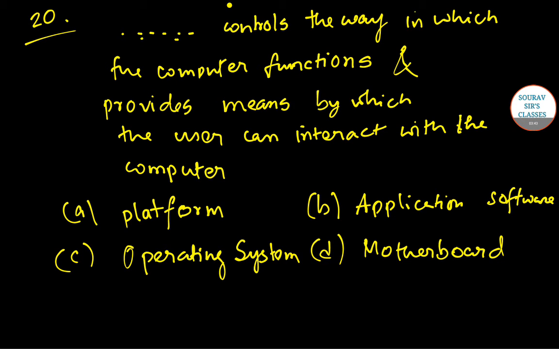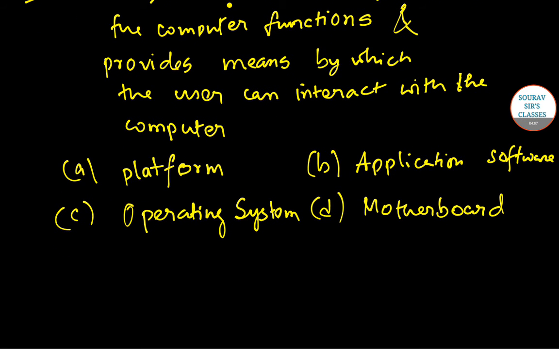Dash controls the way in which the computer functions and provides means by which the user can interact with the computer. We need to fill in this blank, and we have 4 options given to us. Option A says platform, B says application software, C says operating system, and D says motherboard. So the correct answer will be option C, the operating system.